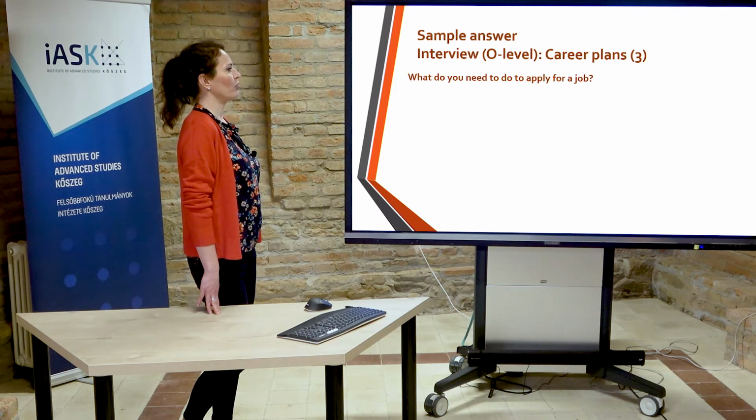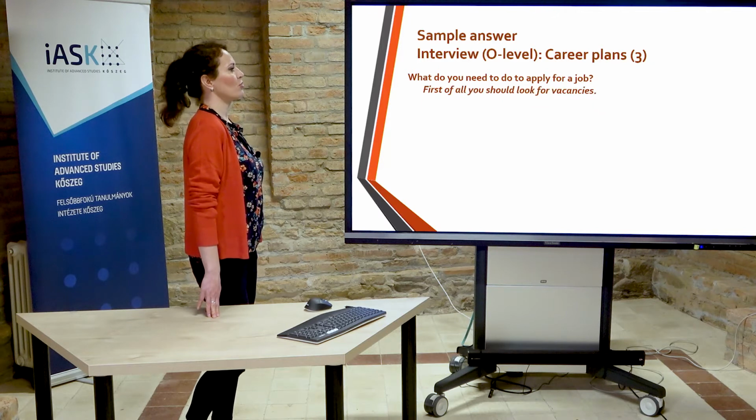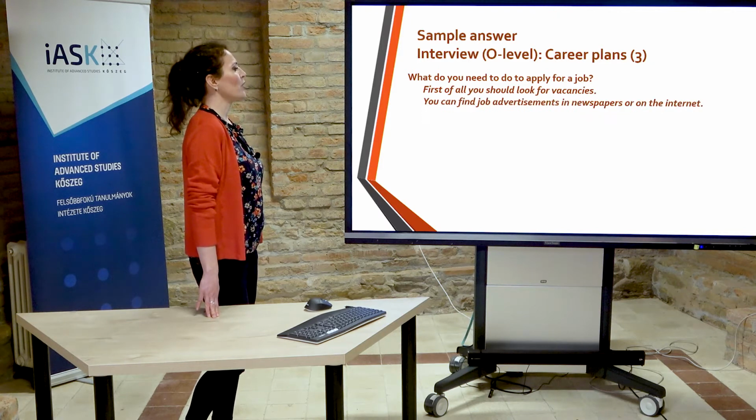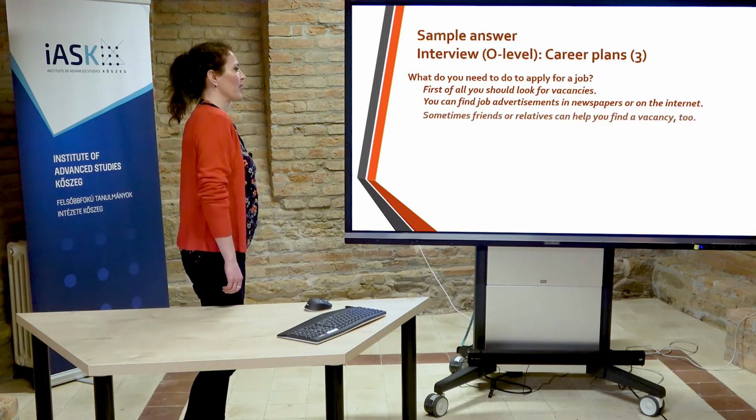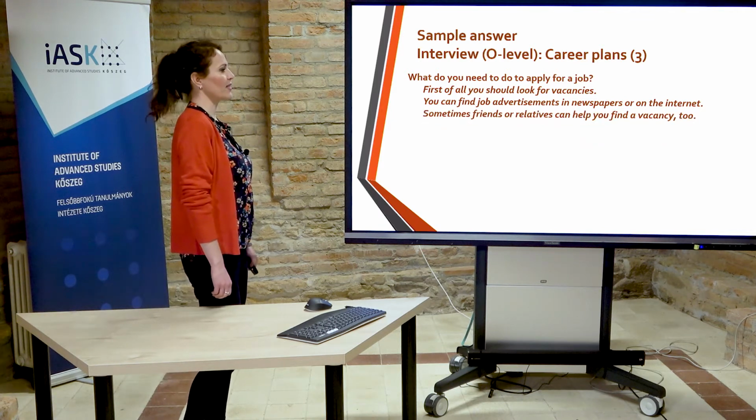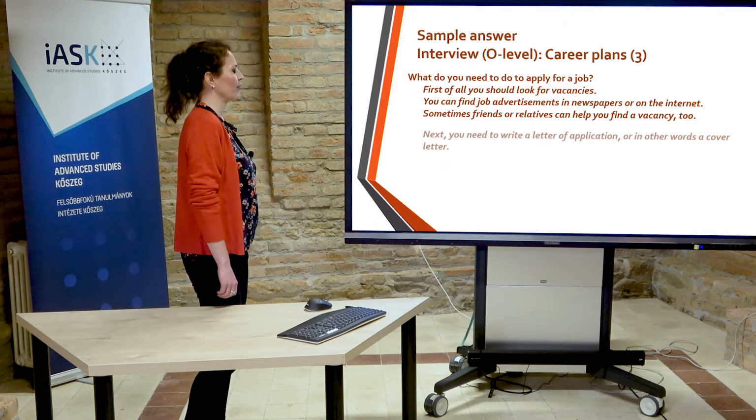What do you need to do to apply for a job? Well, let's see this sample answer. This part of the question is something that you might not be very much experienced in. So, first of all, you should look for vacancies. You can find job advertisements in newspapers or on the internet. Sometimes friends or relatives can help you find a vacancy too.